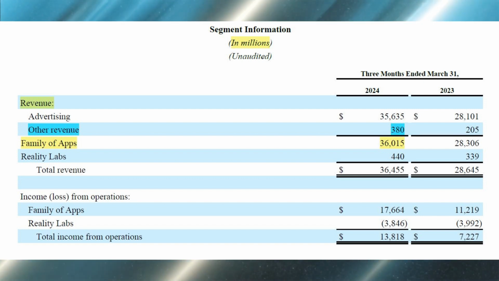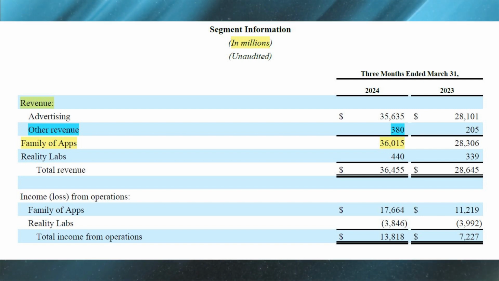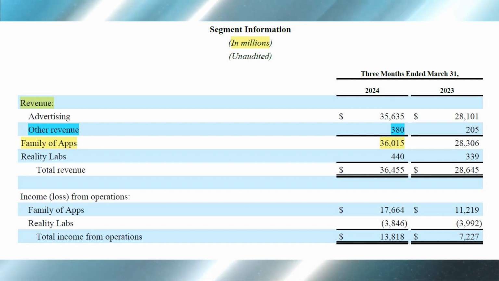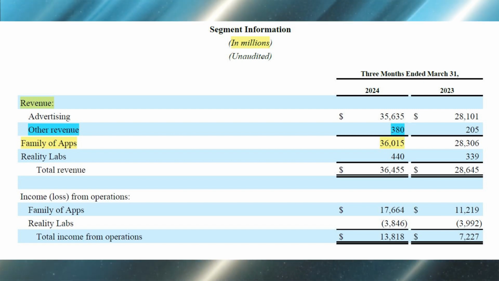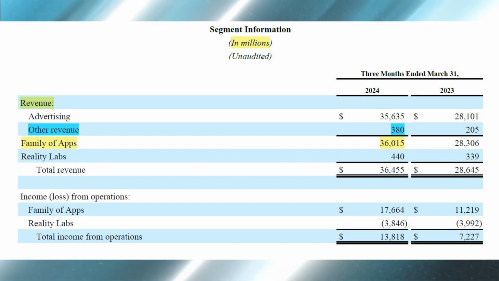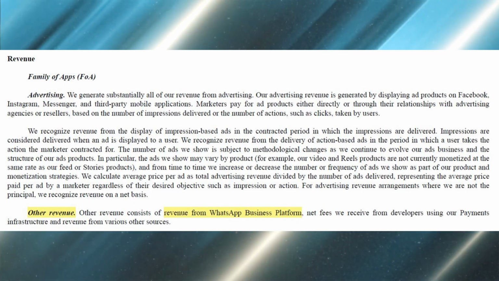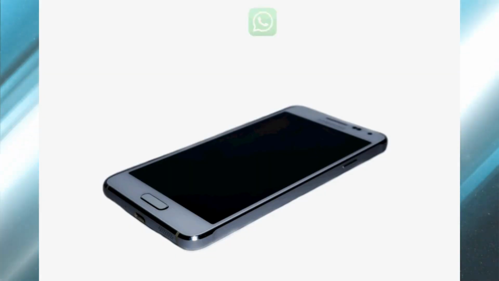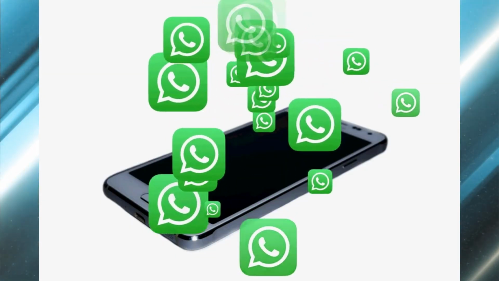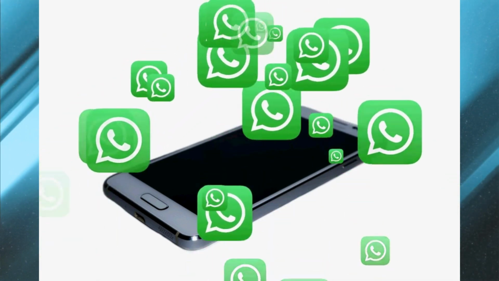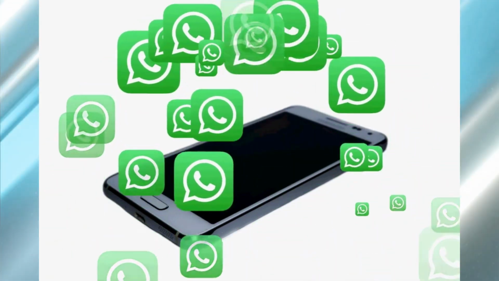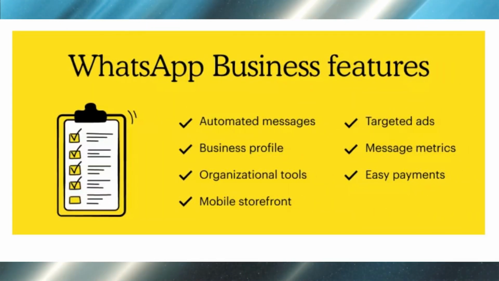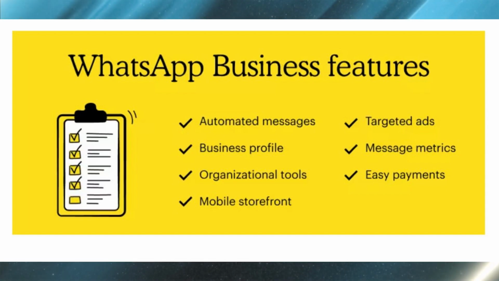There is also a line named Other Revenue that generated $380 million in the first quarter of 2024. What's that other revenue? We find the answer in Meta's annual report. Other revenue is the revenue from WhatsApp business platform. This is the platform that offers businesses different paid tools to communicate with their customers through WhatsApp.